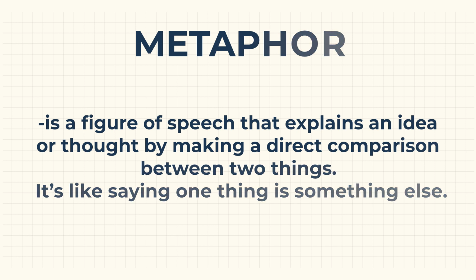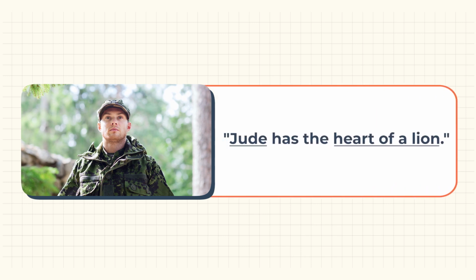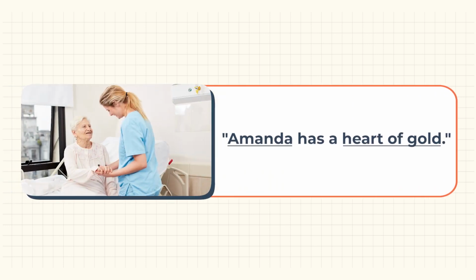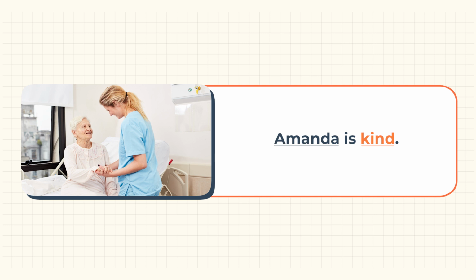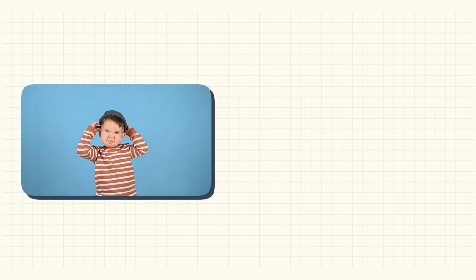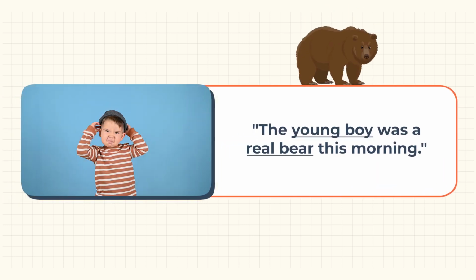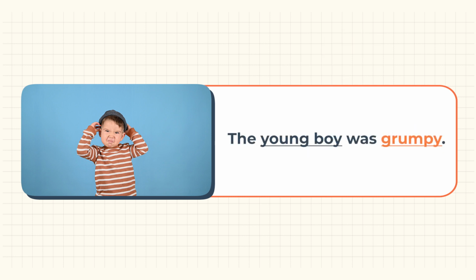For example, when we say, Jude has the heart of a lion, we mean that Jude is brave. When we say, Amanda has a heart of gold, it means that Amanda is kind. When we say, the young boy was a real bear this morning, it means that the young boy was grumpy.